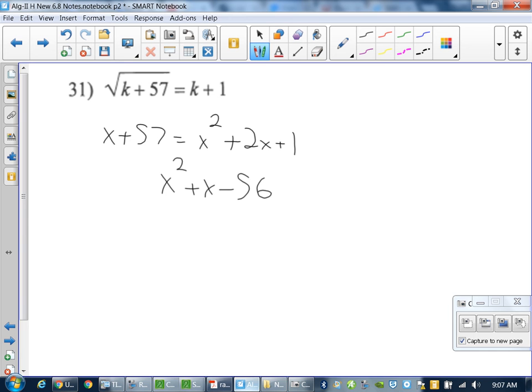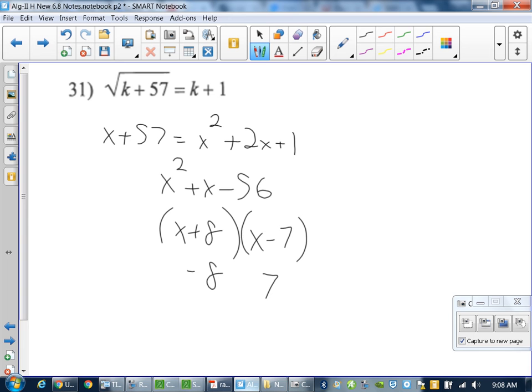What times what's negative 56? You add together to get positive 1. Yes, those two numbers, very good. X plus 8, x minus 7 gives you zeros, therefore at negative 8 and positive 7. And it's a matter of figuring out which one is going to work.